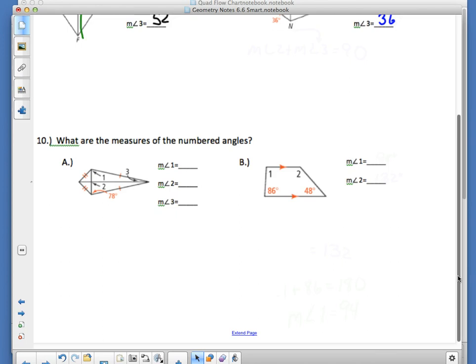After you finish A, do B. You should be able to do both at this point in time.